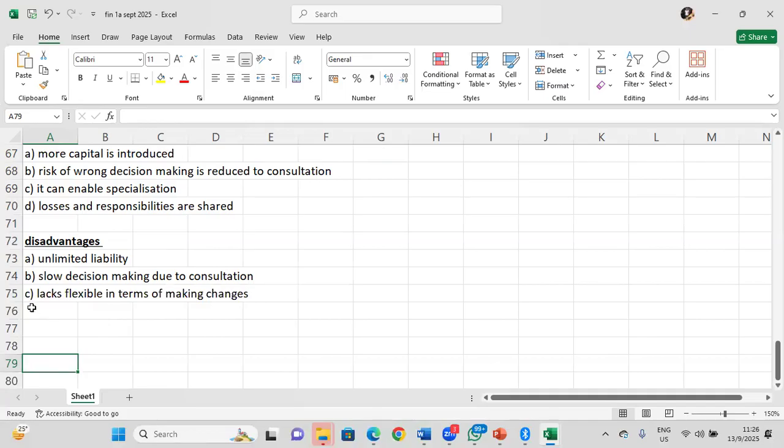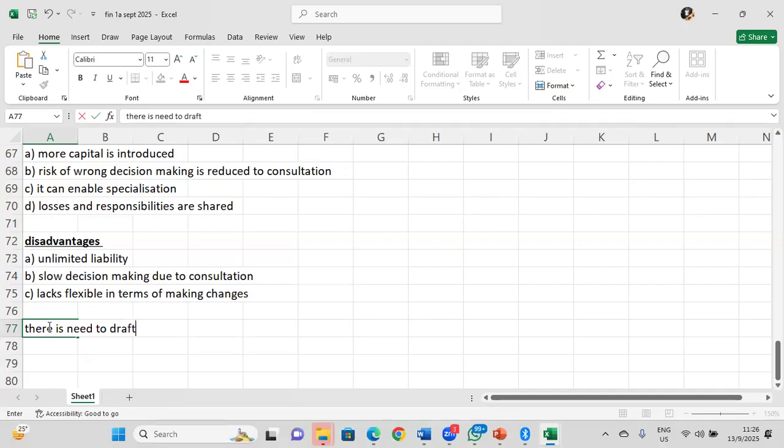So these are some among a number of disadvantages of a partnership. When we start the business as a partnership, we need to write what we call a partnership agreement. There is need to draft a partnership agreement. What is a partnership agreement? It's a document.